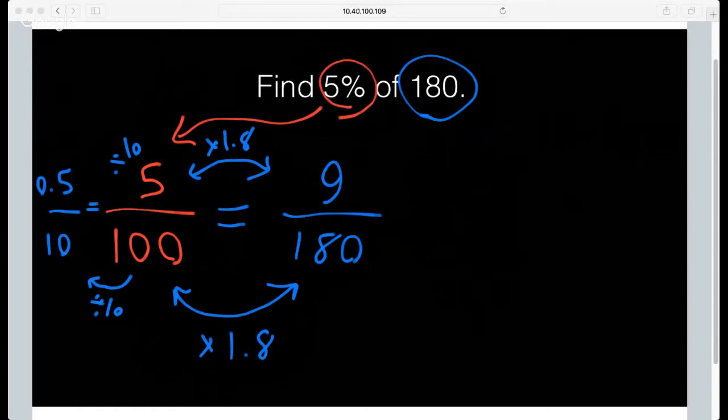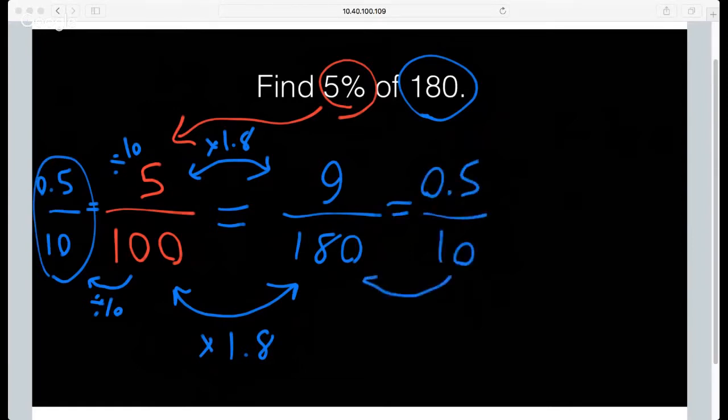Okay, how does this help us? Well, now we can move from this to 180. And I'm going to write this over here so you can see this better. So 10 going to 180, multiply by 18. Multiply 0.5 by 18, and you'll find out that, again, 0.5 is half. So what's half of 18? 9. Okay? Either way works.